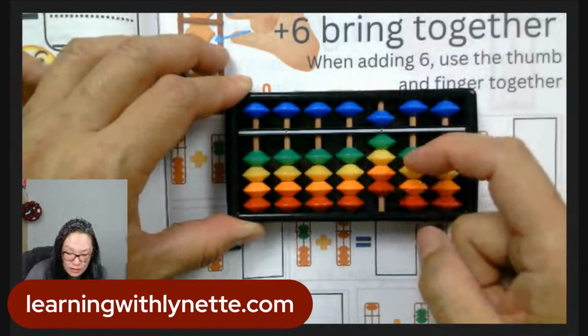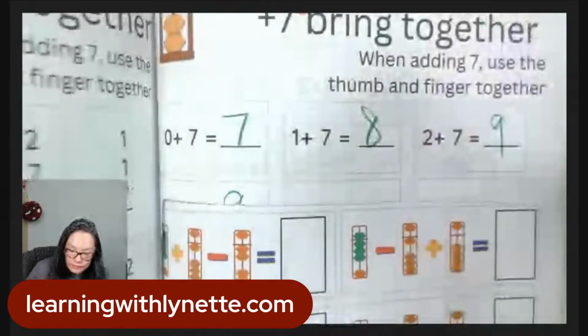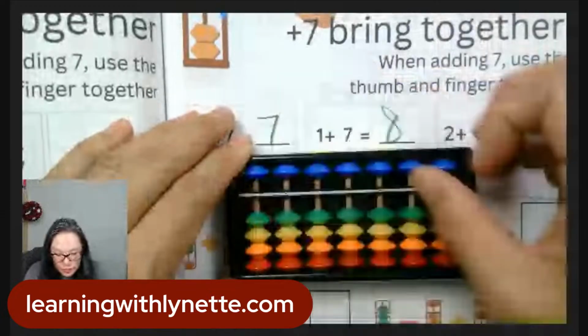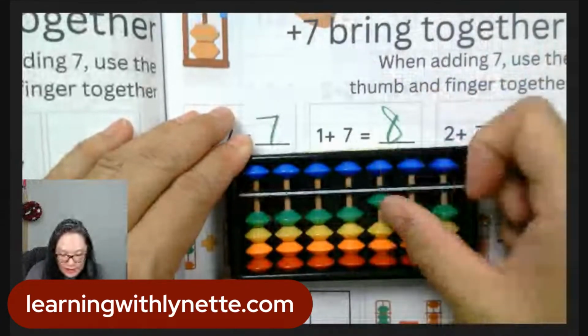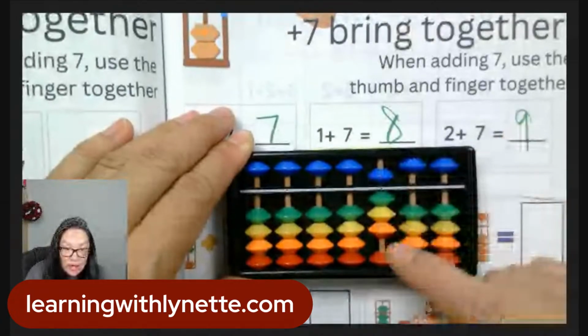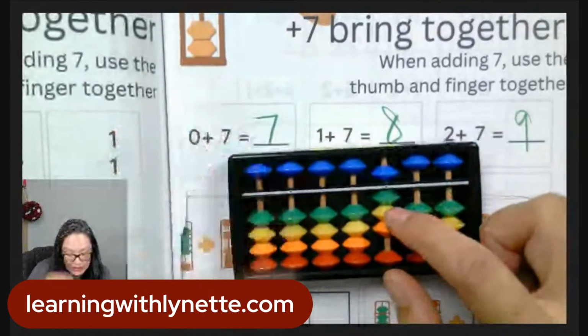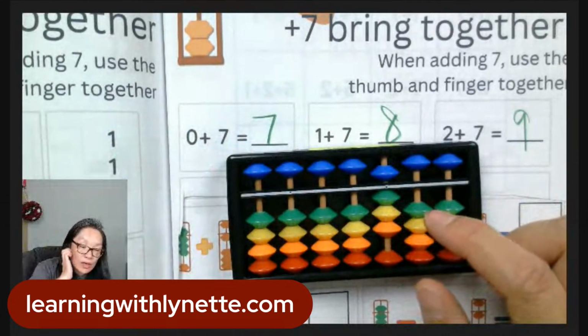So then we have 7. Again, we have 1 and then 7. 5, 6, 7. And we bring it together like that. So my final answer is 8. 5, 6, 7, 8. Anybody have any questions?